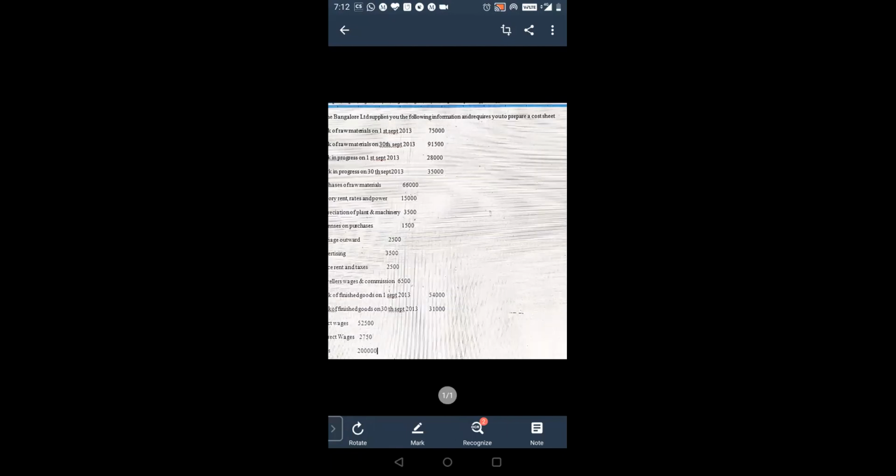So now we have to prepare the cost sheet. They have given the following details. What have they given? We'll see what all the things they have given. First, stock of raw materials on 1st September 75,000. So 1st September will be the opening stock, and 30th September will be the closing stock.